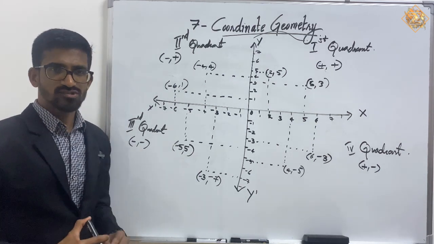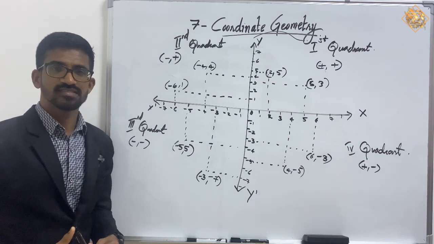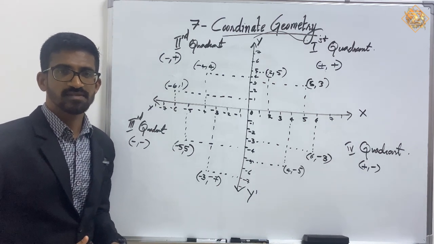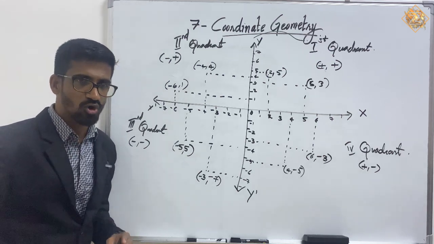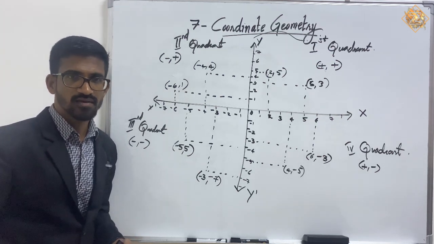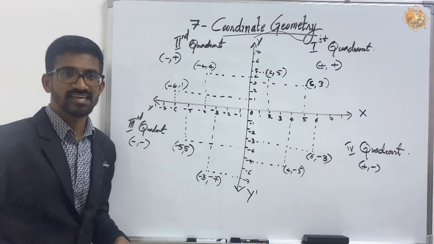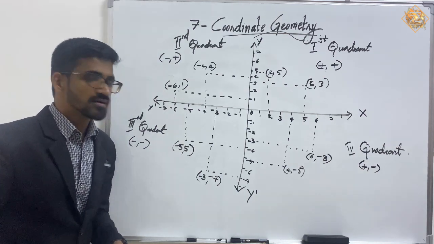These are all just basics of this chapter. Next we will discuss the first topic of this chapter, that is distance formula. In this chapter basically we have two topics to discuss, that is distance formula, and the next topic is section formula. Okay, thank you students.